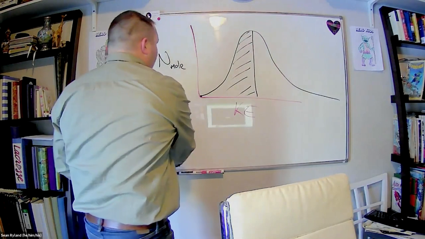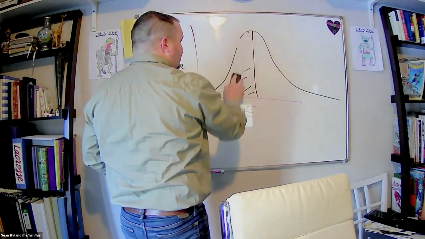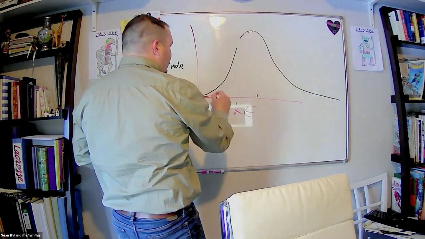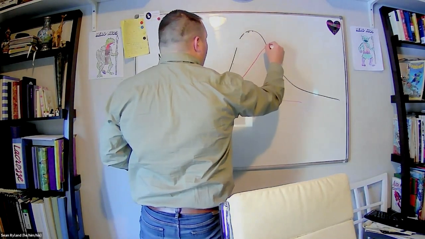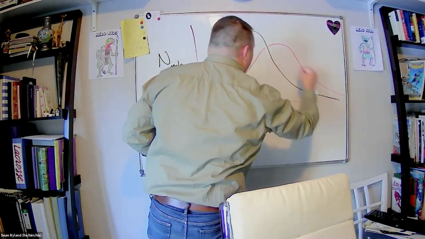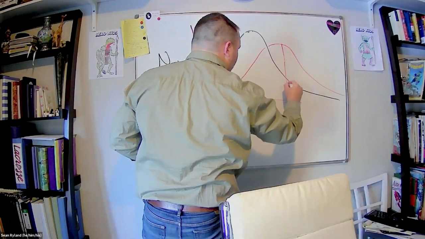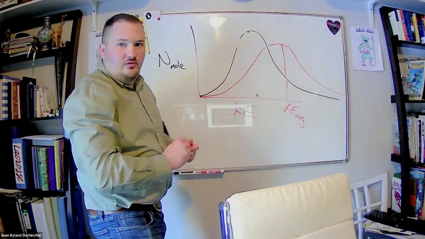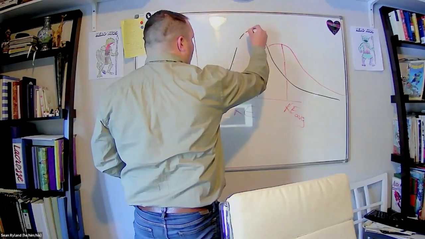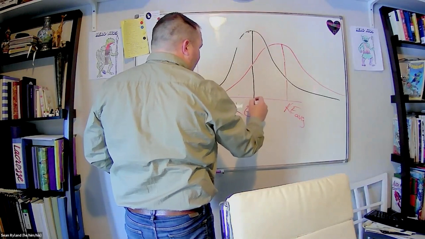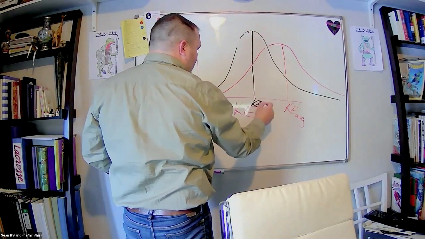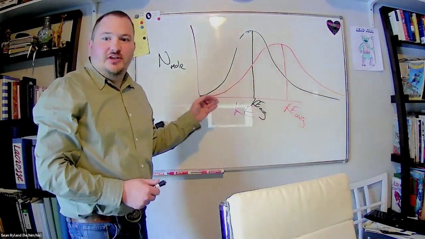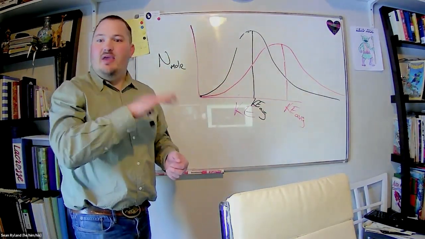Now if I go to a higher temperature, I change the shape of it just a little bit, but mostly what I do at a higher temperature is flatten this curve out. What that means is that my average is going to be higher. So KE average for the red temperature is going to be higher than KE average for the black line. And the only time any reaction can happen is if a molecule has enough energy to make it over that transition state barrier.